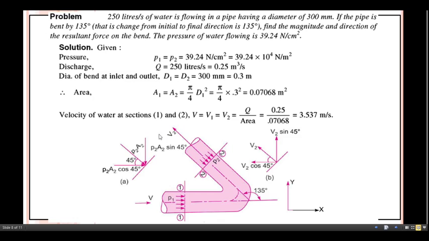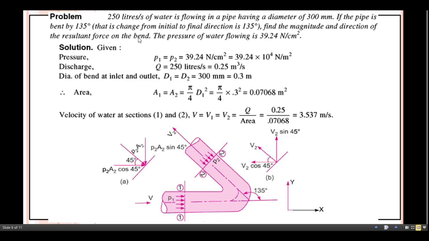Depending upon this, we can get the location of that resultant force. Simple, basic engineering mechanics is used here. Now let us move towards the next problem on the same topic. 250 liters per second of water is flowing in a pipe having a diameter of 300 mm. If the pipe is bent by 135 degree, that is, the change from initial to final direction is 135 degree, find the magnitude and direction of the resultant force on the bend. The pressure of the water flowing is 39.24 Newton per centimeter square.